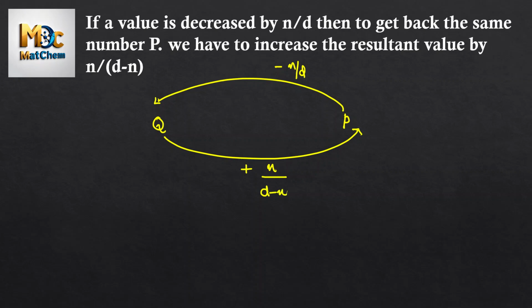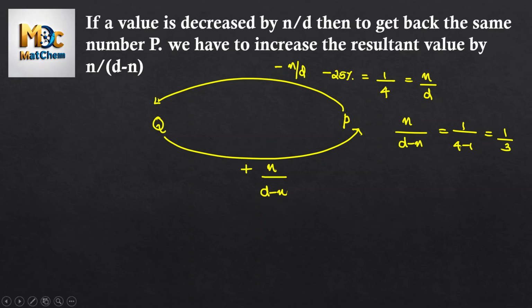For example, from P to Q, let's assume it is decreased by 25%. If it is decreased by 25%, it is nothing but 1 by 4, which is n by d. Therefore, n divided by d minus n will be equal to 1 divided by 4 minus 1, that is 1 by 3. That means in order to obtain P from Q, it has to increase by 1 by 3. 1 by 3 is nothing but 33.33%. If Q is obtained by decreasing by 25%, then to obtain P from Q you need to increase it by 33.33%. Okay, this is the concept.